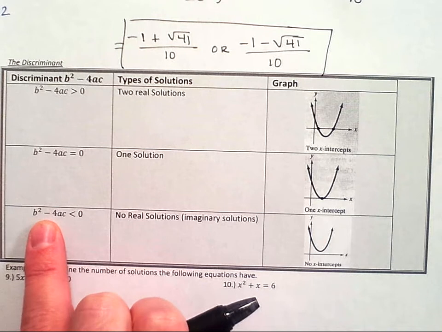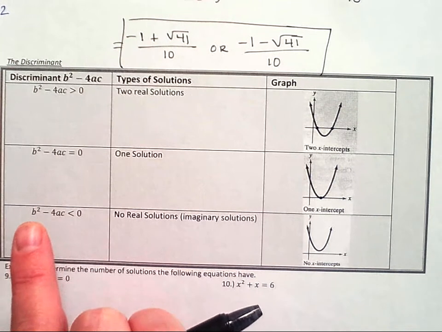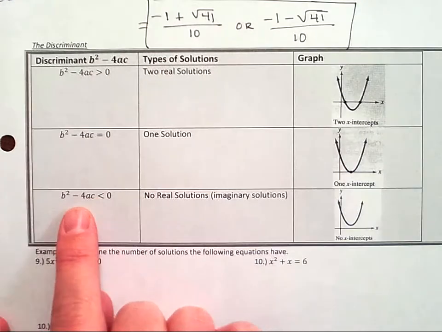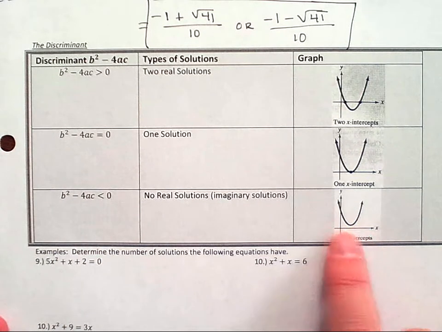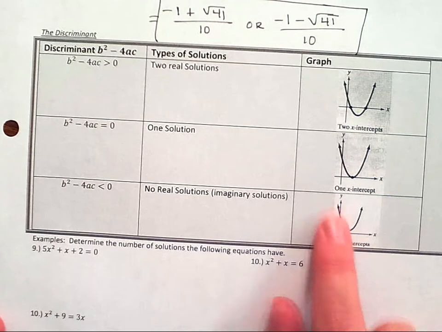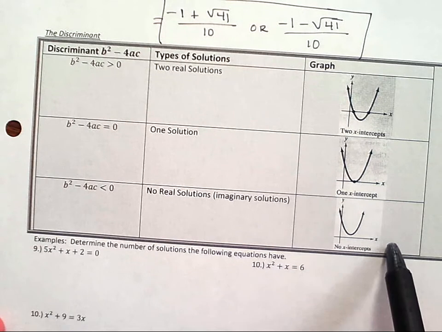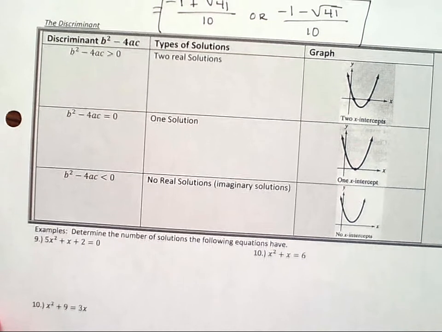So if you ever have a negative underneath the radical in the quadratic equation, that means I have no solutions, and this is how the graph would look. It would not intersect the x-axis, right? Does that make sense?